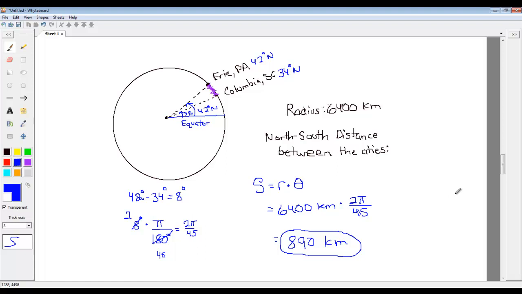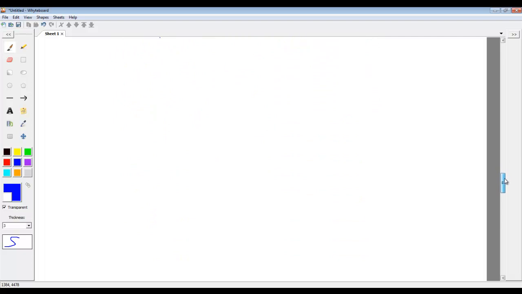Alright, let's do another one. Let's see, let's do some more application here. Area of a sector of a circle. Let's do that.